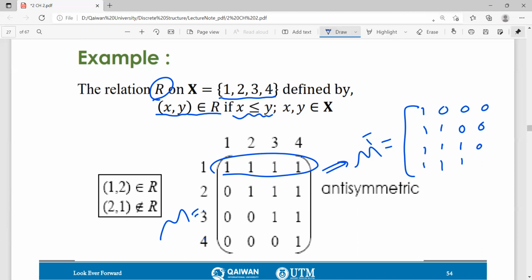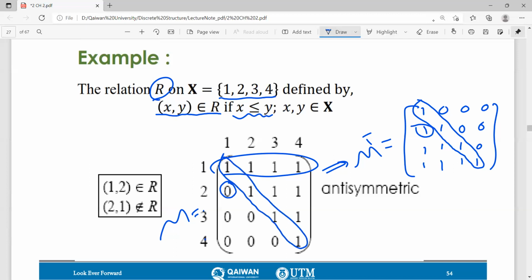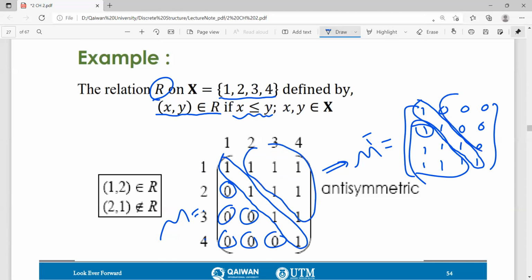0, 0, 0, 1. Don't care about the main diagonal, but for the others, this was 0 and it becomes 1. All are changed except these elements. Look, these 0, 0, 0, 0 all become 1s, and here all the 1s become 0s. So this is M transpose. As you see, all off-diagonal elements are changed. That means the relation is anti-symmetric.